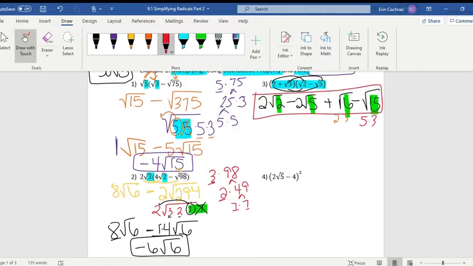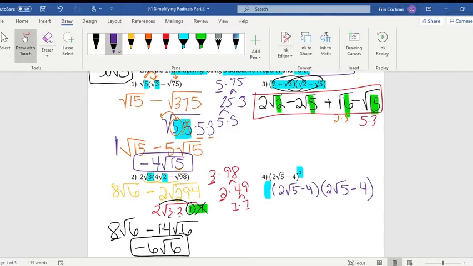Okay. All right, number 4, we have a square. I meant to highlight that, sorry. Okay, we have a square. So what does a square mean again? It means it occurs 2 times. So this 2 radical 5 minus 4 is going to be multiplied again by 2 radical 5 minus 4.